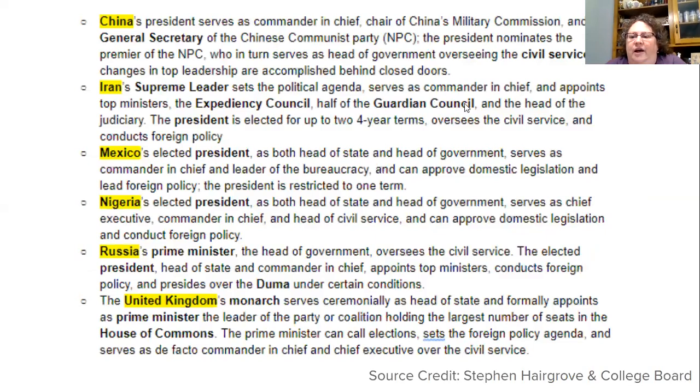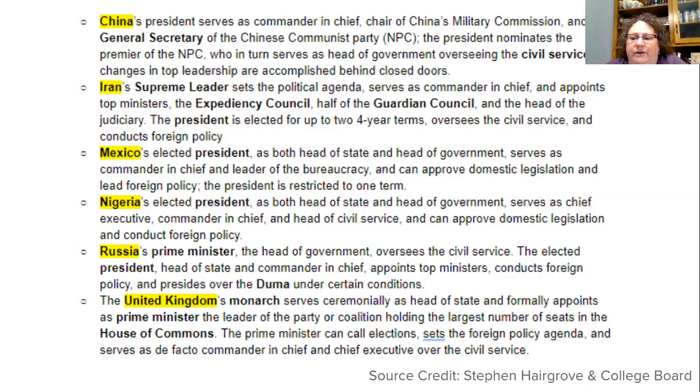So this is a little chart that I got from Mr. Hargrove, and it's basically from the College Board, and it's just a reminder about each of these people. The Chinese president, Xi Jinping, serves as the commander-in-chief, he's the chair of the military, all these things. Although he's called the president, he's also called the general secretary of the Chinese Communist Party. And then in Iran, we have the supreme leader, and we also have a president who is elected.